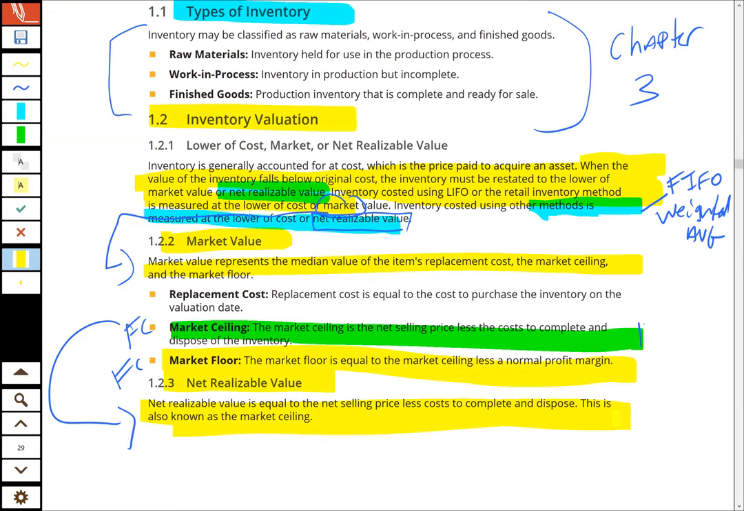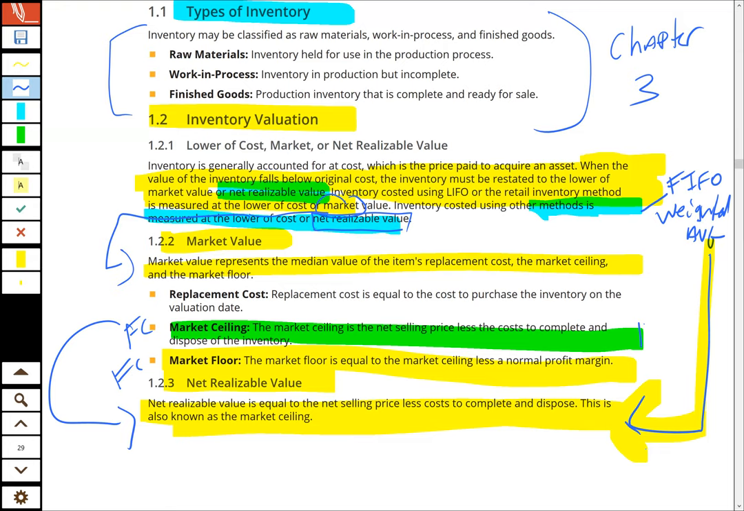And again, you only do this when the market has done what? Has fallen below the cost. Of course, you have to go through this analysis to see if the market has fallen below the cost. The market is lower, use the market. If the cost is lower, use the cost. And then for all other inventory methods, you're going to do what? You're simply going to use the lower of cost or net realizable value. So you have that net realizable value, which you know how to calculate now because you know how to calculate the ceiling. That is what you would use to compare against the cost. Net realizable value is lower, report net realizable value. Cost is lower, report cost.